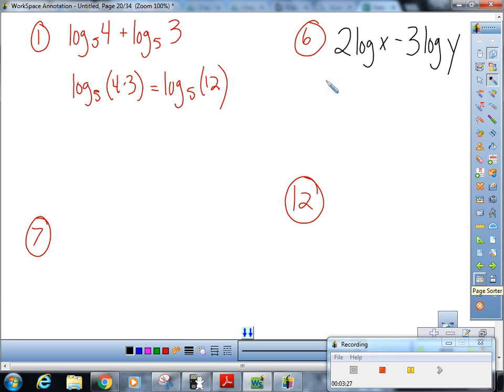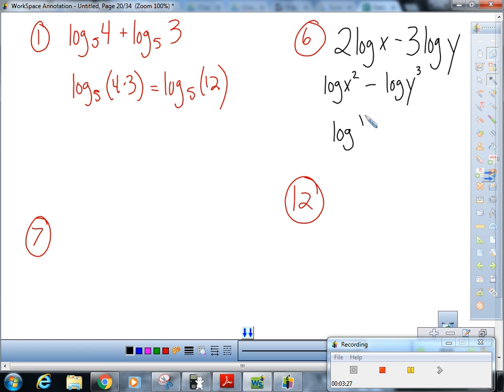So, we're going to write this as log of x squared minus log of y what? Y cubed. Now, we are going to take our subtraction and change it to what? Division. Is that what you said? That's what you said, right? That's right. And now you can see that our answer is condensed. It's packed in there.